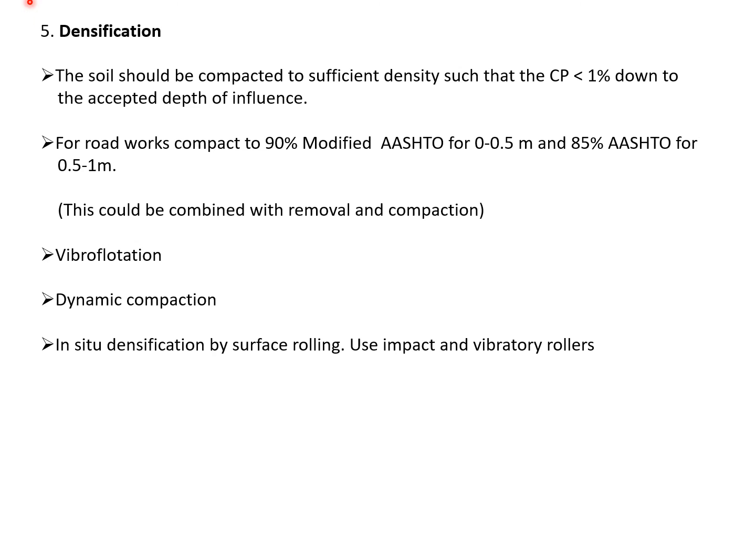Then the next option is densification. The soil should be compacted to sufficient density such that collapse potential is less than 1% down to the accepted depth of influence. For road work, compact to 95% modified AASHTO for 0 to 0.5 meter and 85% AASHTO for 0.5 to 1 meter. This could be combined with removal and compaction. If you have poor soil, it can be removed and replaced by good material.